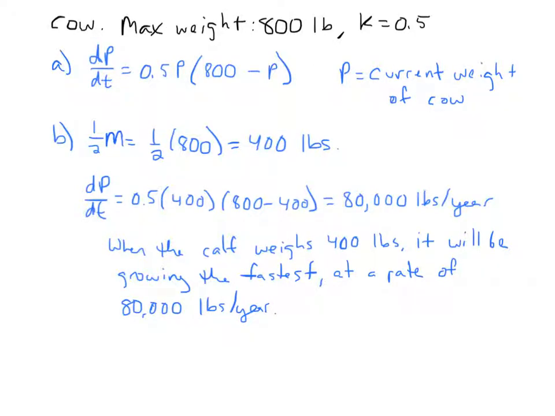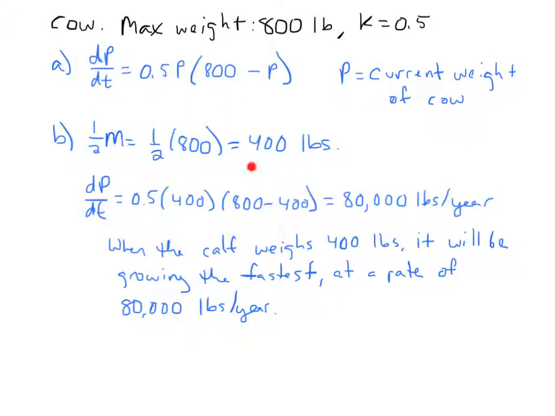Alright, so here are the solutions for parts A and B. A, here's our dP/dt, because our k was 0.5 and our max weight was 800. So P stands for the current weight of the cow. In this case, the population isn't a number of things, it's the weight of a cow, which is fine, because they told us it can be modeled logistically, so we can still use this equation. The weight is growing the fastest at 1/2 the max population size. So really this should be 1/2 of M, not 1/2 of P. Sorry. The maximum population is 800, so half of 800 is 400 pounds.